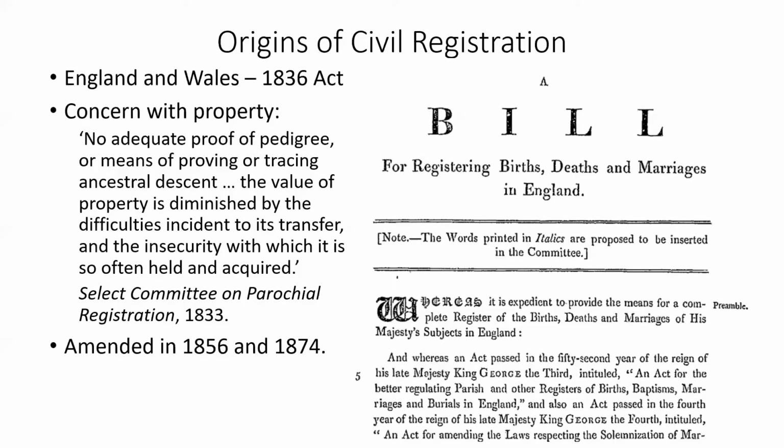So there was an increasing feeling that the system wasn't fit for purpose, and a select committee was set up. And you can see the quotes that they have here from the select committee in 1833, saying that the existing system provided no adequate proof of pedigree or means of proving or tracing ancestral descent. The value of property is diminished by the difficulties incident to its transfer and the insecurity with which it is so often held and acquired. So it was passed in 1836, registration started at the beginning of 1837, and the Act was subsequently amended in 1856 and then 1874. Now that only applied to England and Wales.